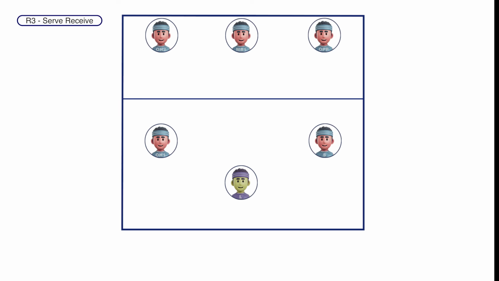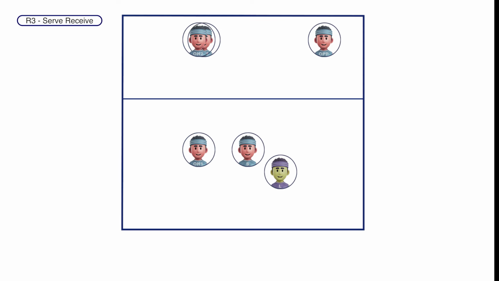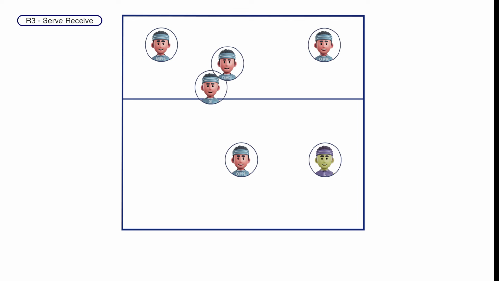As the server contacts the ball, all the players will get to their base positions. Rotation 3 serve receive. After the opponent sides out and it is their turn to serve, we will go to regular rotation and then set up for serve receive. Here the setter is at the left back, so we'll move the setter to the middle front and the outside hitter will rotate towards the left back.